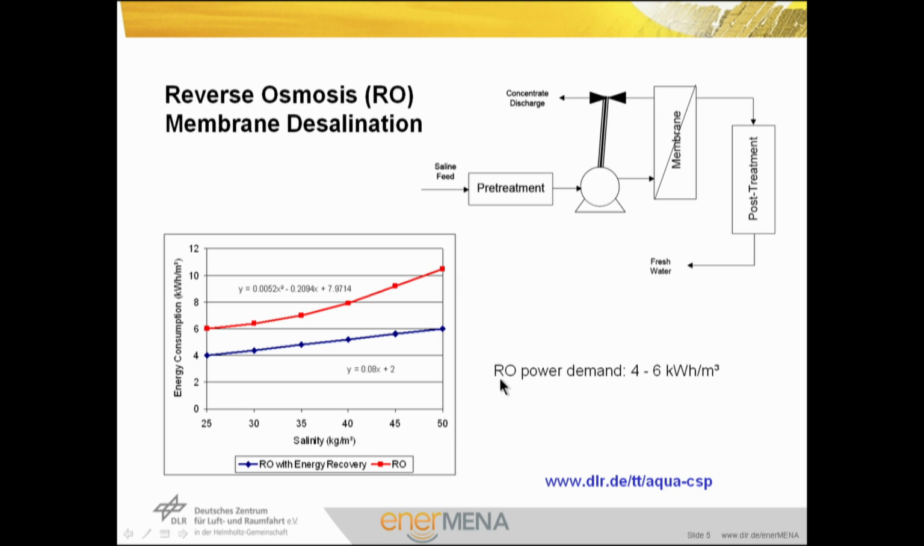The typical power demand of a reverse osmosis unit is between 4 to 6 kilowatt hours of electricity per cubic meter of desalinated water. It depends on the salinity of the seawater. Starting with 25 kilograms per cubic meter of salt for brackish water and diluted seawater, there would be a need for 4 kilowatt hour per cubic meter, while in very high salinity waters with 50 kilogram salt per cubic meter and more, the electricity demand would be about 6 kilowatt hours per cubic meter for modern RO with energy recovery.